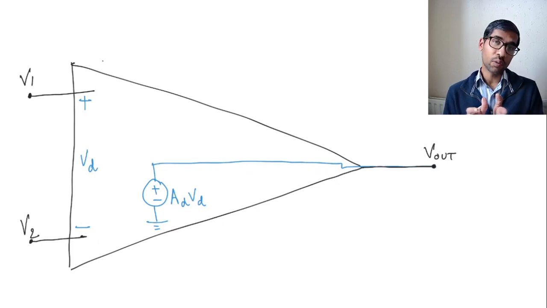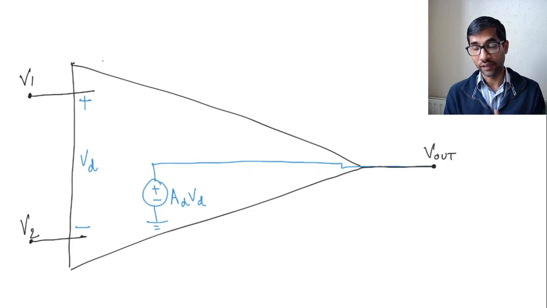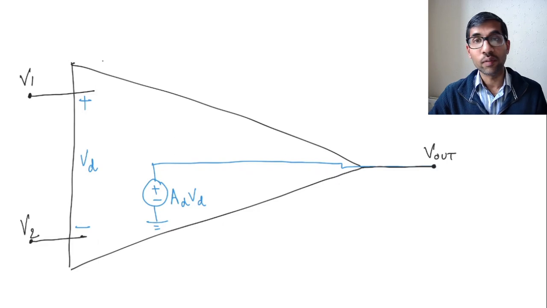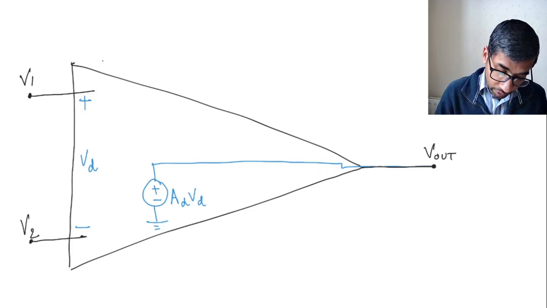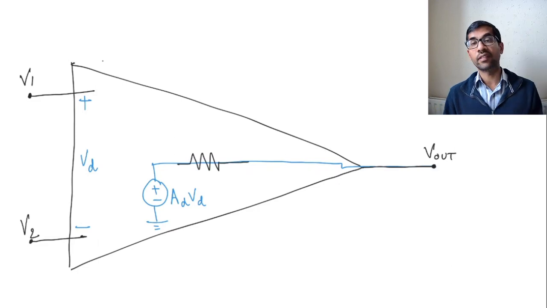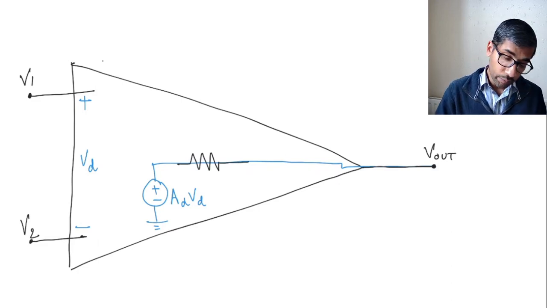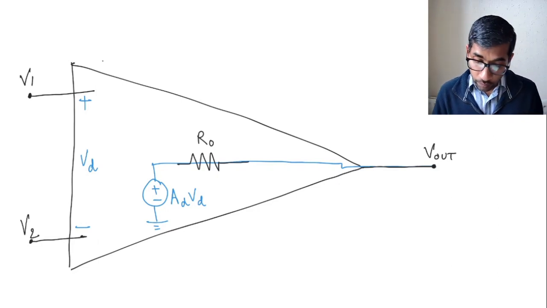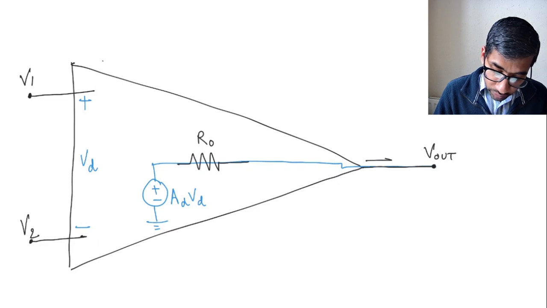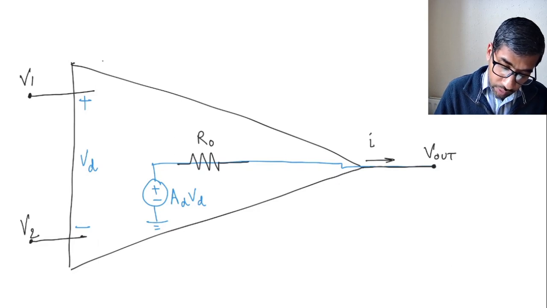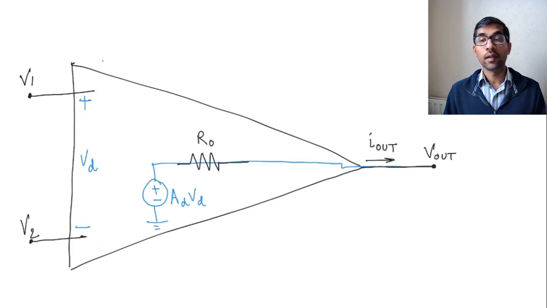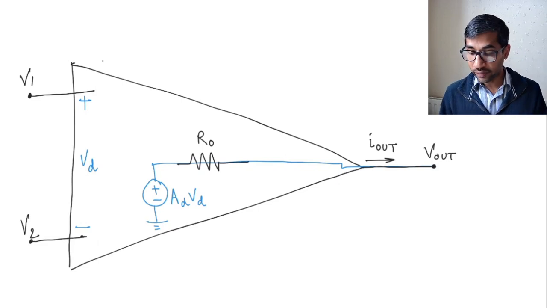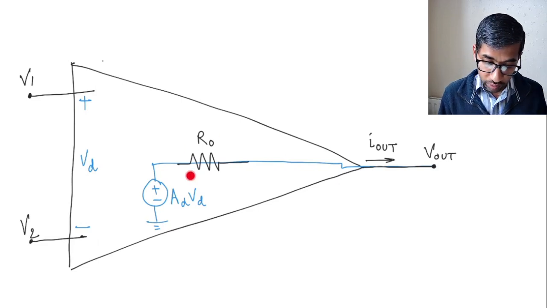Now let's see how the op-amp behavior deviates from this ideal behavior. One way in which it deviates is that the deviation can be modeled by putting a resistance here in the path of the output, and let's call this resistance RO. Now think about what happens. The current that is flowing out of the output terminal, let's call it I out. As I out increases, what happens to the voltage drop across this RO?